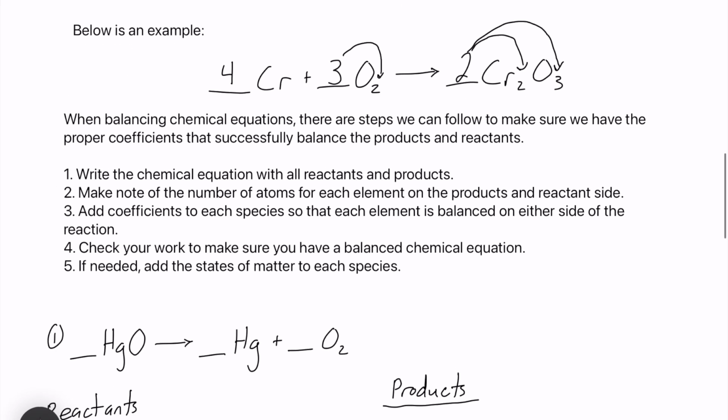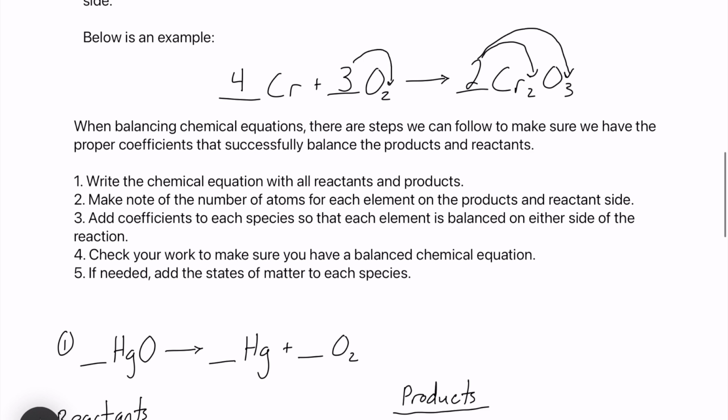Okay, so let's take a look at some steps here. It says when balancing chemical equations, there are some steps. So number 1, it says write the chemical equation with all reactants and the products. Number 2, make note of the number of atoms for each element on the product and reactant side. Step 3, add coefficients to each species so that each element is balanced on either side of the reaction. Step 4 is to just check your work. And finally, step 5, if needed, you can add the states of matter.